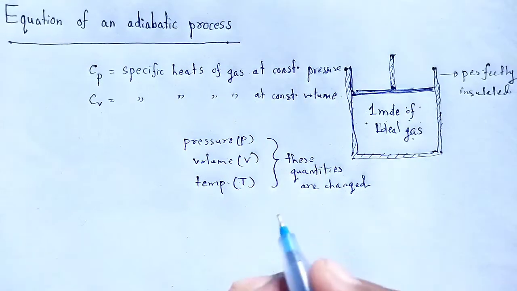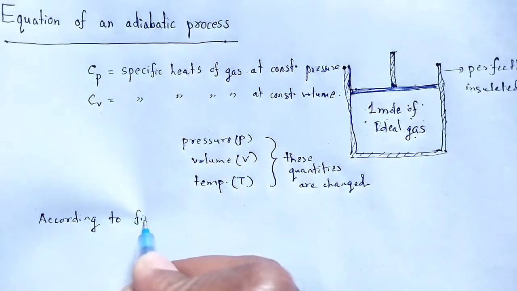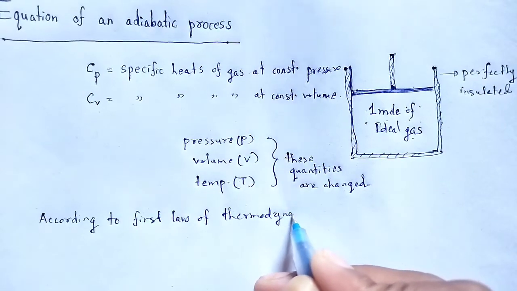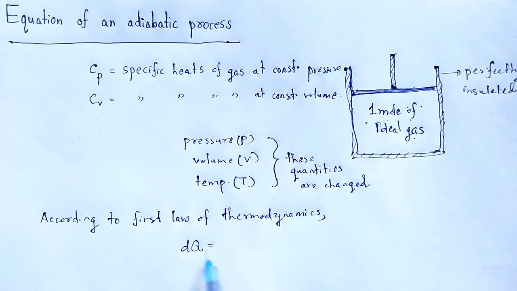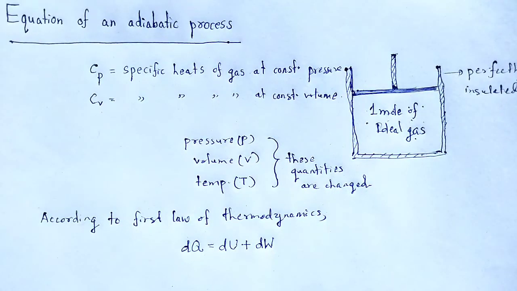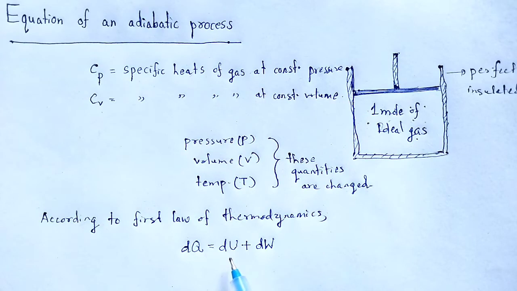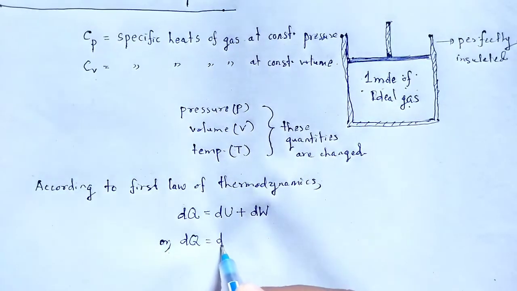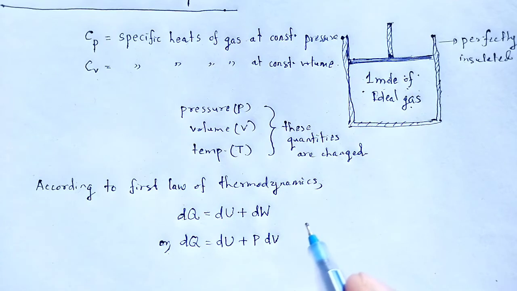So, according to the first law of thermodynamics, when we supply some amount of heat to the system, it is used in change in internal energy and some work done against external pressure: dq is equal to du plus dw, where dq is the amount of heat supplied to the gas, du is the increase in internal energy of the gas, and dw is pdv, the work done by the gas against external pressure.